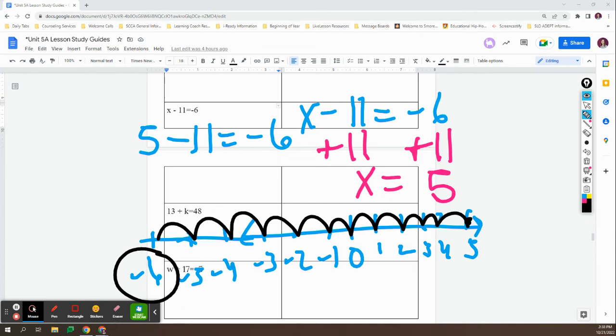So another way to think about that is you could just subtract these two numbers, 11 minus 5, and you do get 6. But then remember, your answer is negative because you're starting with a smaller number and subtracting a larger number from it. All right, and that was just to check your answer. So really all we did on this one, though, is we added 11 to both sides since it was subtraction.